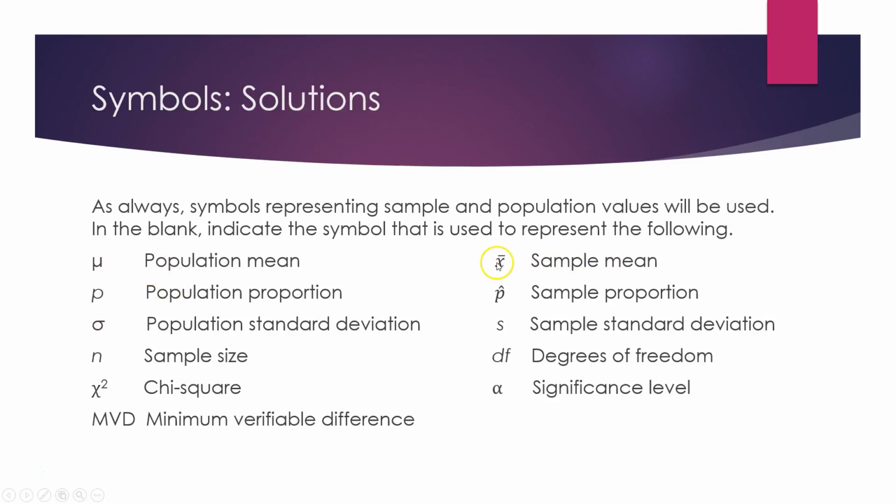The sample mean is x bar, sample proportion is p hat, sample standard deviation is a lowercase s, and then these bottom 5 are just our general abbreviations here. Sample size is n. Degrees of freedom we're calling df. Chi-square is that scripty x squared. Significance level, alpha. Minimum verifiable difference, MVD. So I would know these pretty well. It will help. On the other hand, it will slow you down a pretty decent amount if you aren't familiar with these. But you'll always have your note sheet, so it's never an emergency.